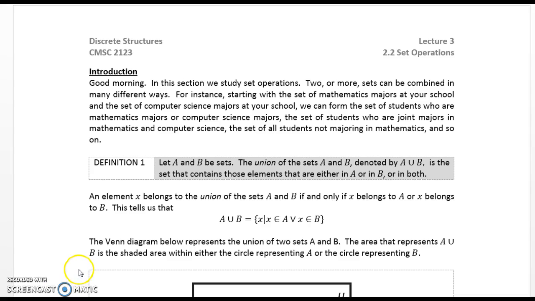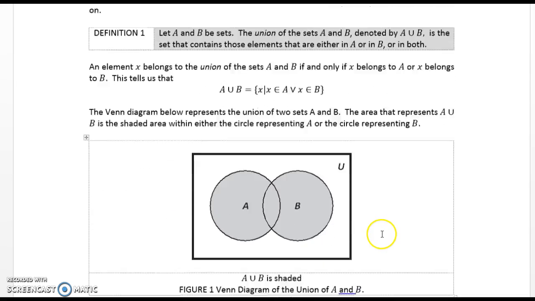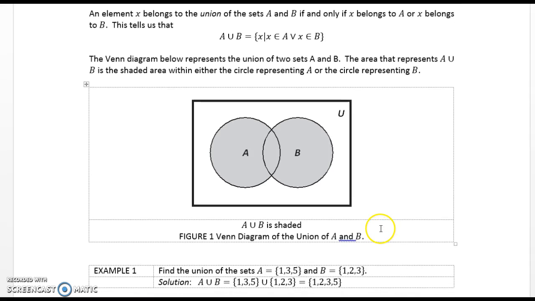An element x belongs to the union of the sets A and B if and only if x belongs to A or x belongs to B. This tells us that A union B is the set of x where x is an element of A or x is an element of B. The Venn diagram below shows the union of two sets A and B. The area that represents A union B is the shaded area within either the circle representing A or the circle representing B.